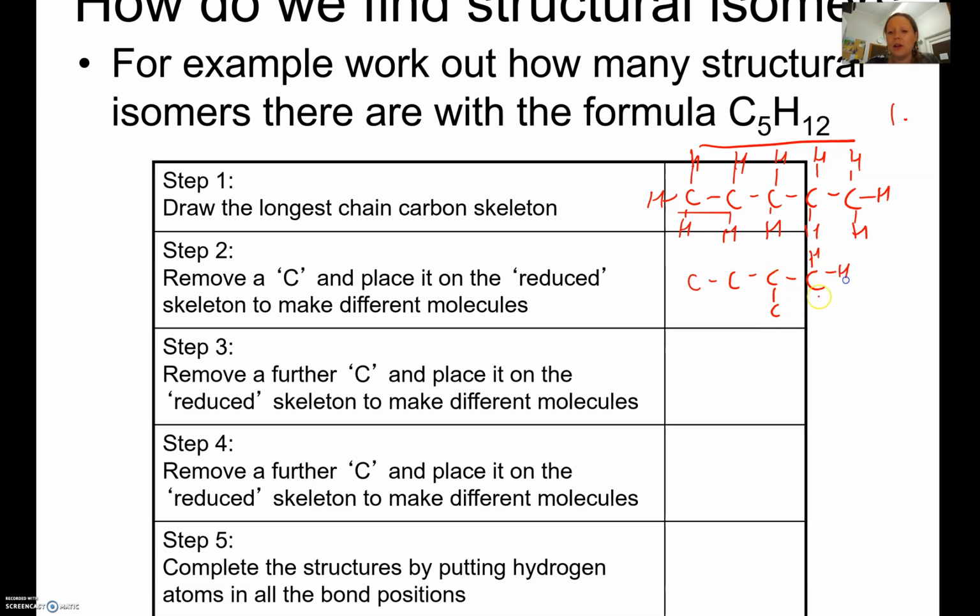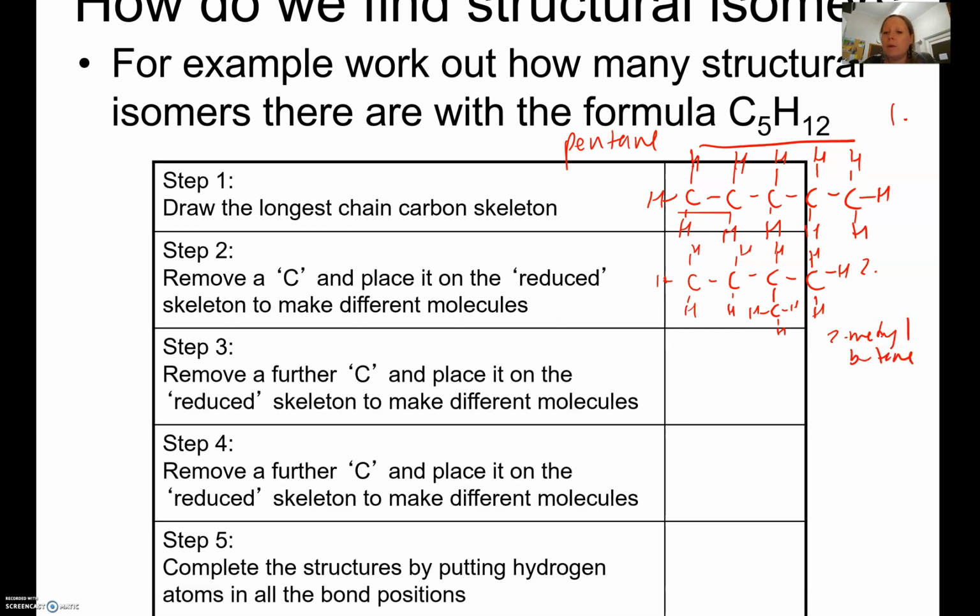Okay, so we've done that now. Before we move on, we're going to go back and name these 2 structures that we've drawn, because one of the things you can do is check you're correct. They should produce a different name, and if they don't, then you've drawn the same thing twice, and that often happens when you're working out isomers. So this first one is just 5 in a row, so this is pentane. The second one is 2-methylbutane.